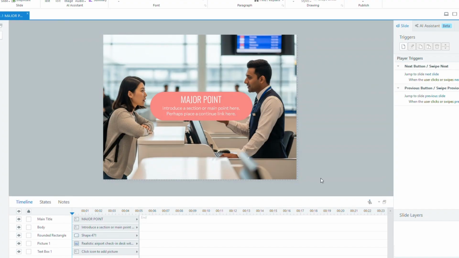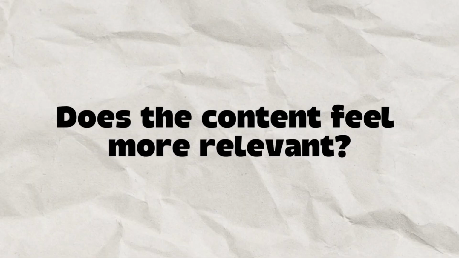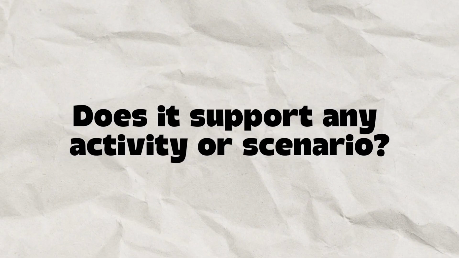This instantly makes you feel, you know, within the situation, a real situation that could actually happen, so that the learner can understand what is going on. And situations are what make learning more practical. So when it comes to e-learning, a good way to remember this is asking yourself 3 questions, I would say. Does it help the learner picture the situation? Does the content feel more relevant? Does it support an activity or scenario? If the answer is yes, then great. If the answer is no, maybe it's more decorative and we need to look into it a little bit further.